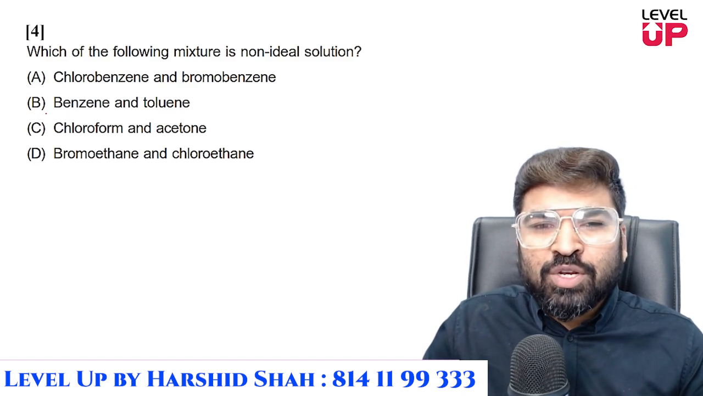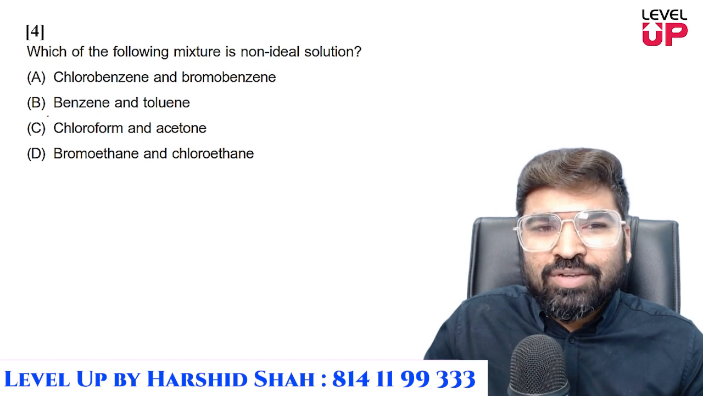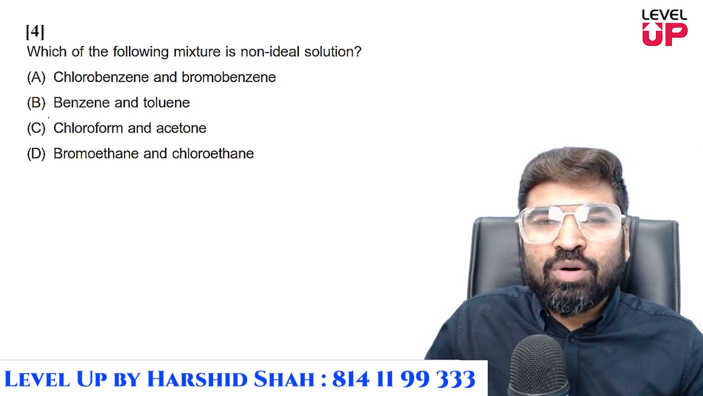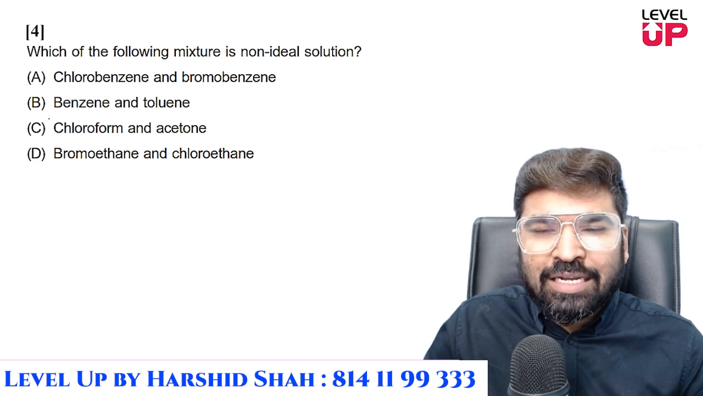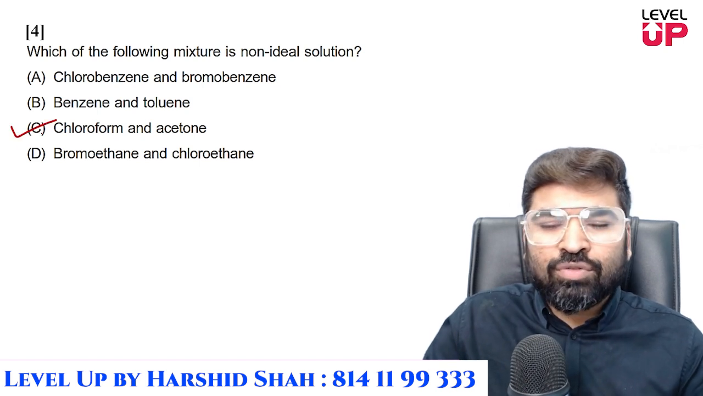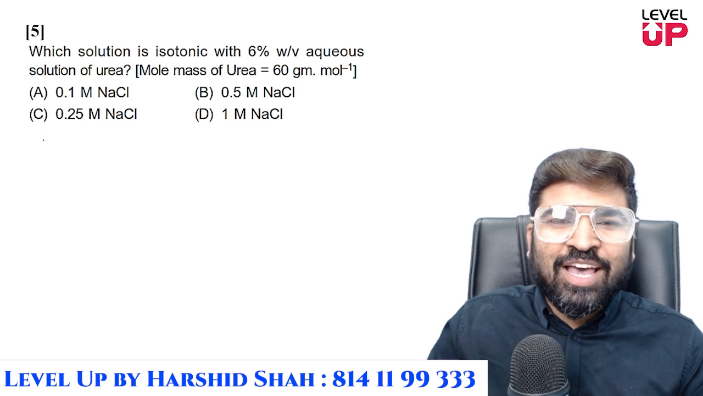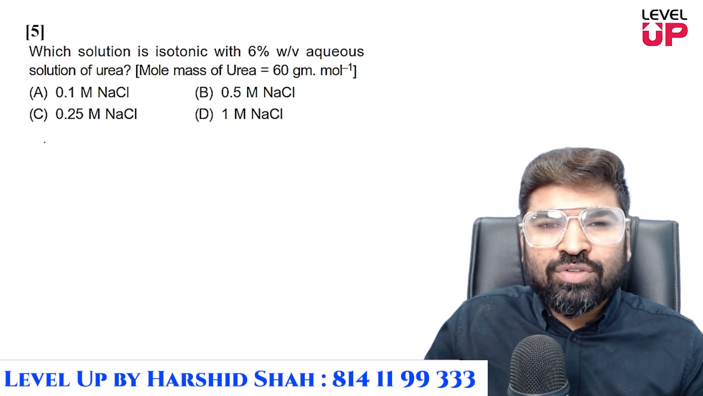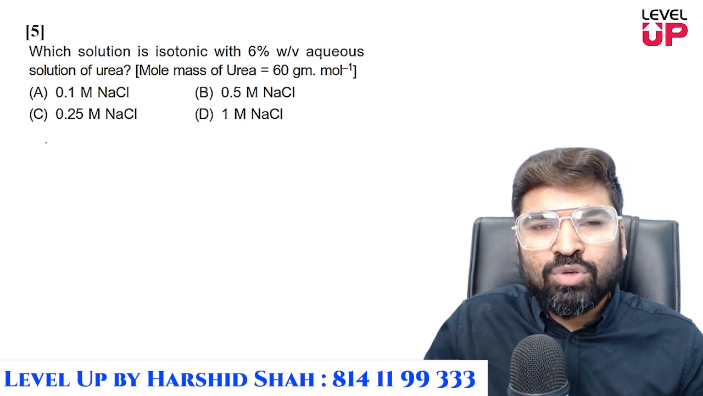Which of the following mixture is non-ideal solution? Chlorobenzene and bromobenzene, benzene toluene, chloroform acetone and bromoethane chloroethane. Definitely chloroform and acetone. Which solution is isotonic with 6% W by V solution of urea, right?